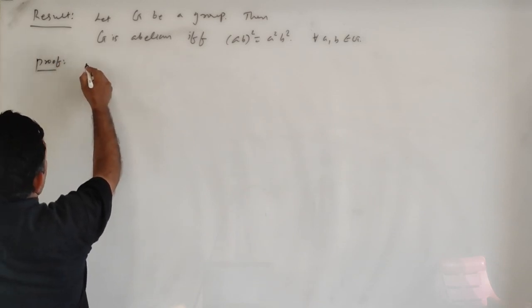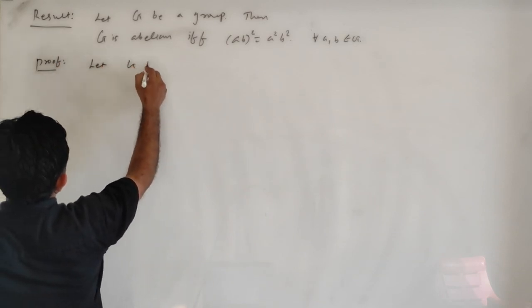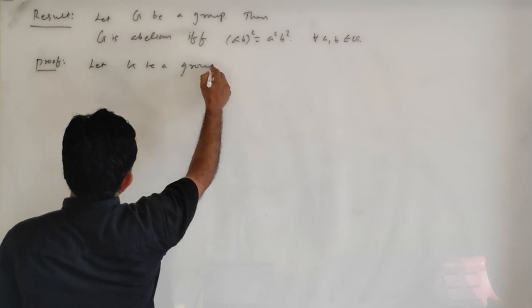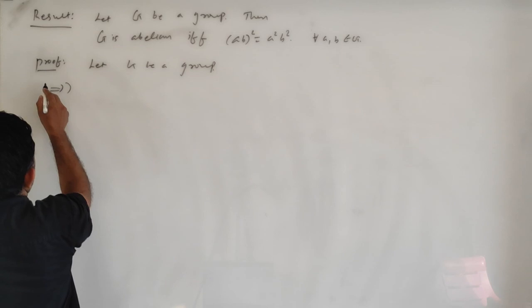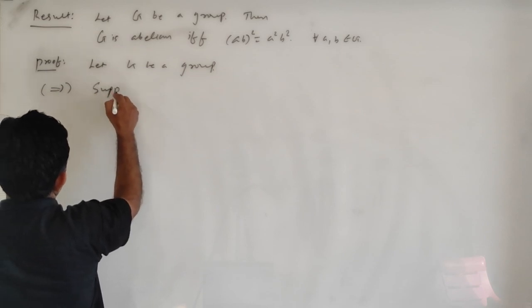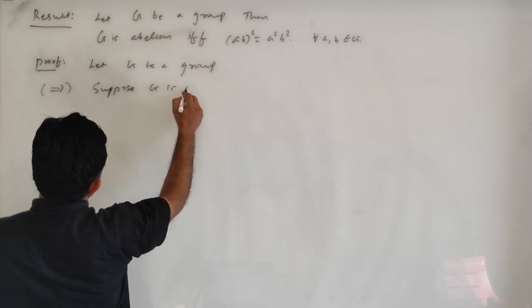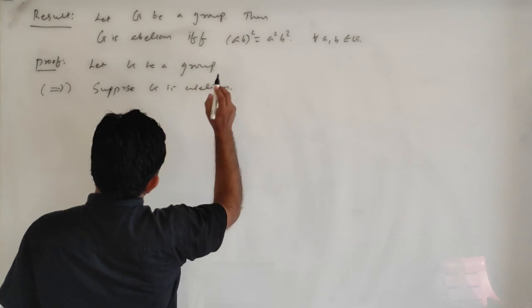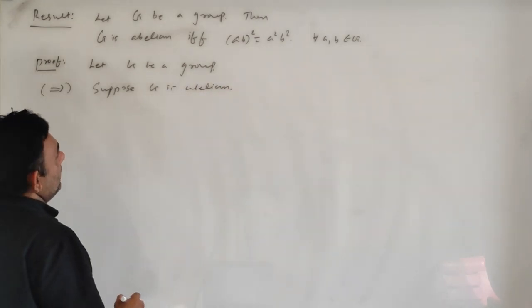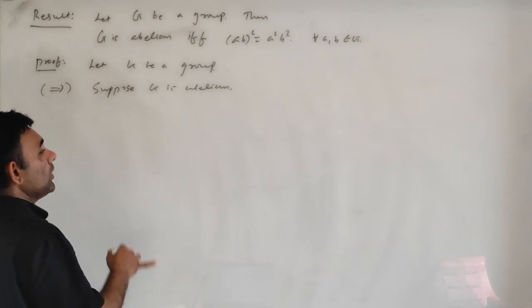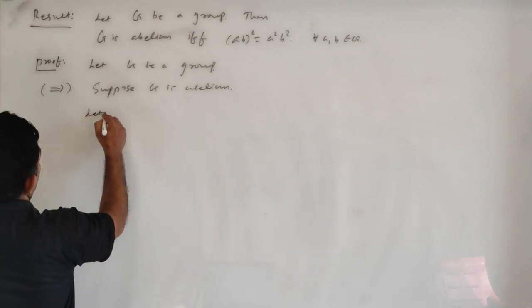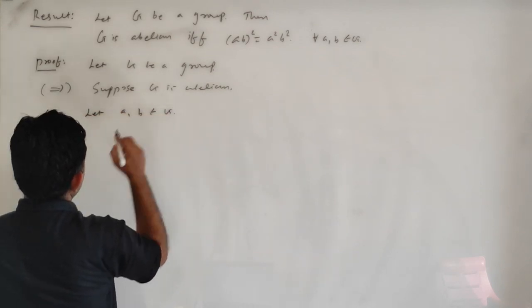Let G be a group, and let us prove this way. Let G be abelian. Suppose G is abelian. Now we want to prove that (ab)^2 is equal to a^2 b^2 for all a, b belonging to G. So let a, b belong to G.